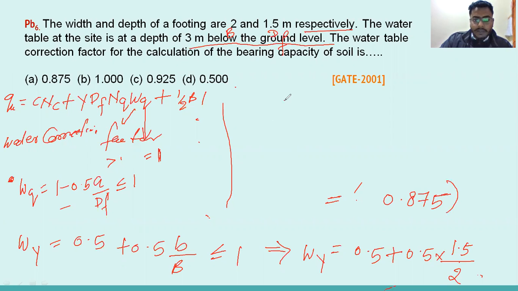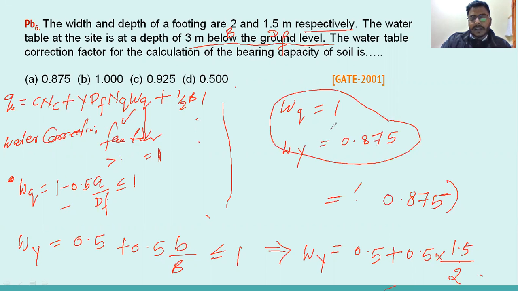So we can see in this question we get two water reduction factors: WQ is equal to 1 and W gamma is equal to 0.875. Both reduction factors are given in the options: the first option is 0.87, and the second option is 1. Which option will you choose? See, water correction factor 1 means there is no correction. Whenever you are getting 1, it means no correction. No need to do correction.